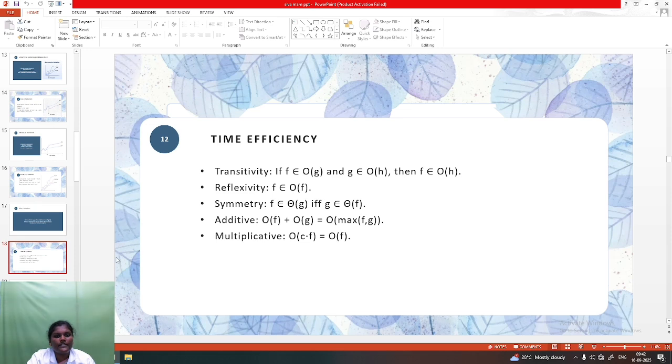Next one is time efficiency. Properties of time efficiency. The 5 types of properties. First one is transitive, reflexive, symmetric, additive, multiplicative.